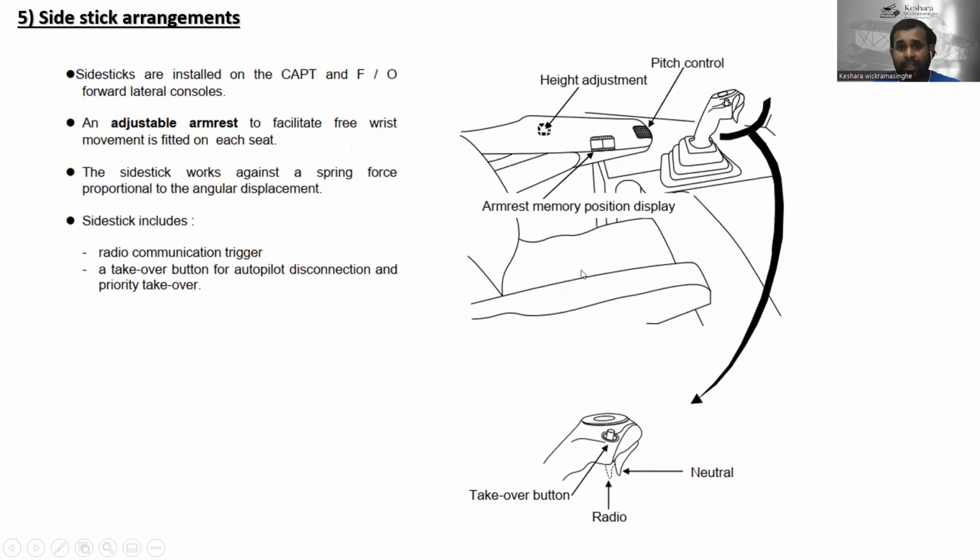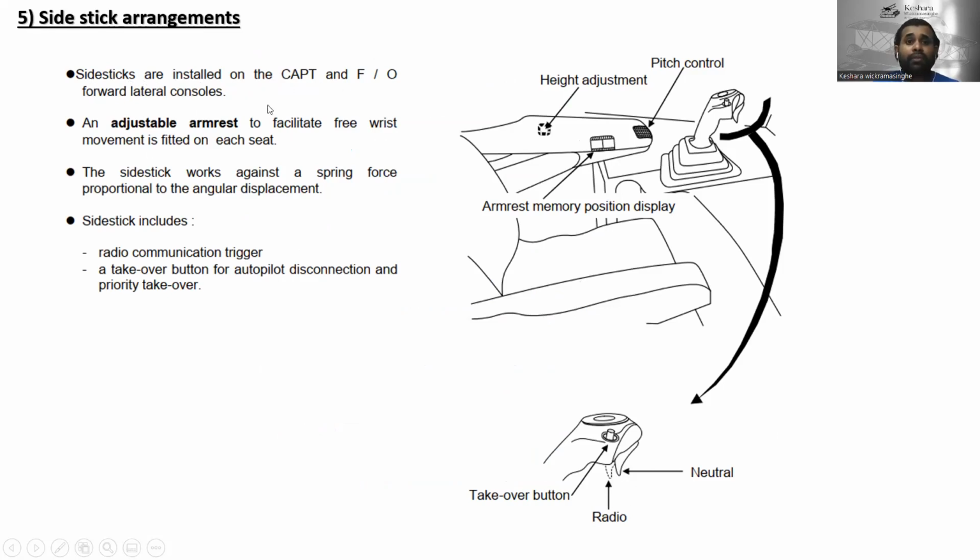You can see the side stick. This is the cockpit seat. This is the height adjustment, and this is the pitch control. This is the armrest memory position display. So this is the side stick. You can see this is the takeover button, this is the neutral, and this is the radio.